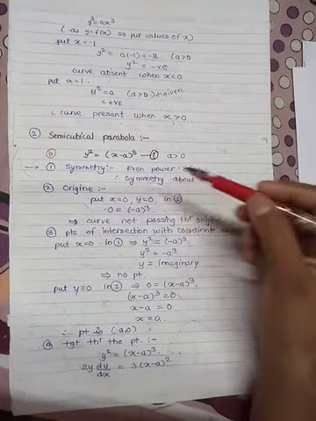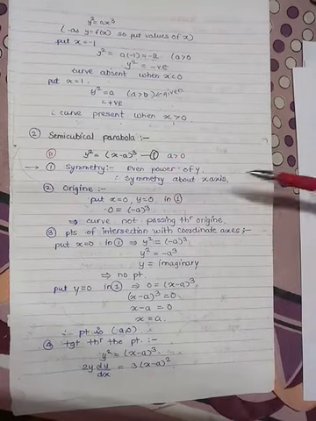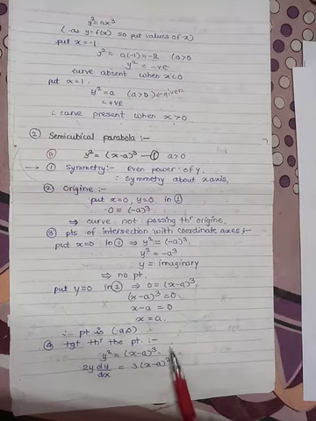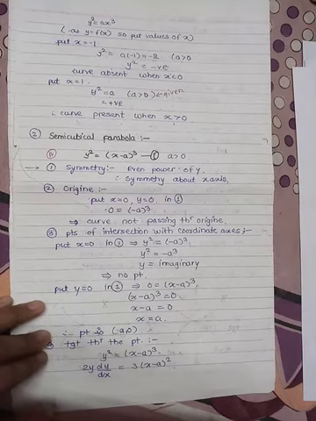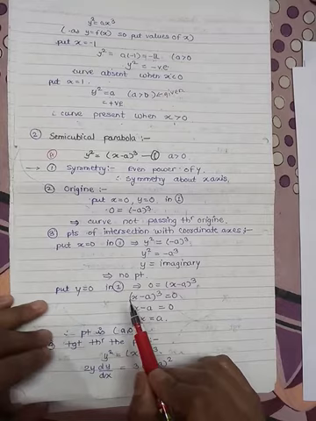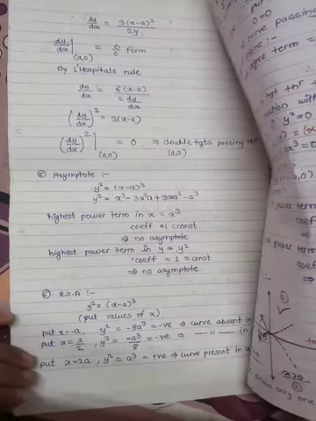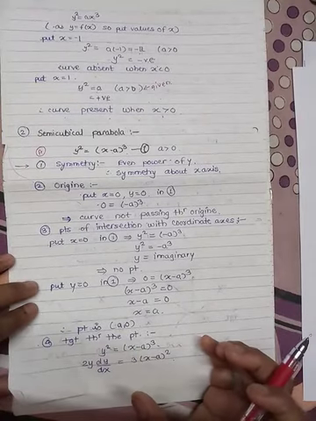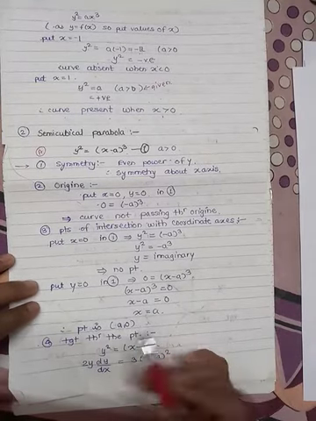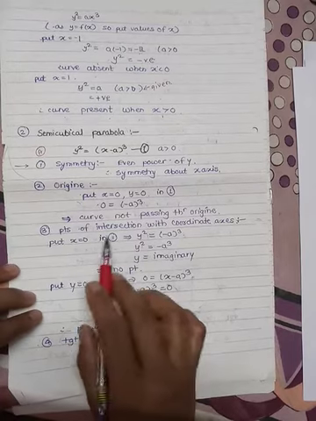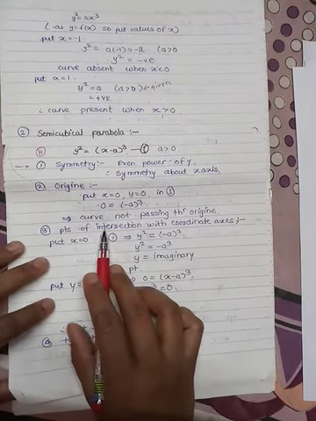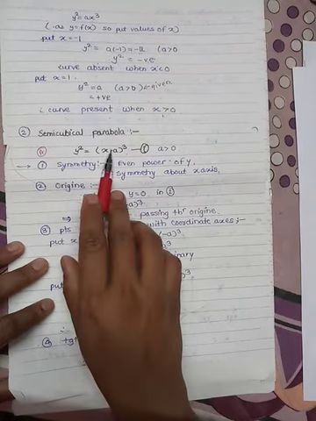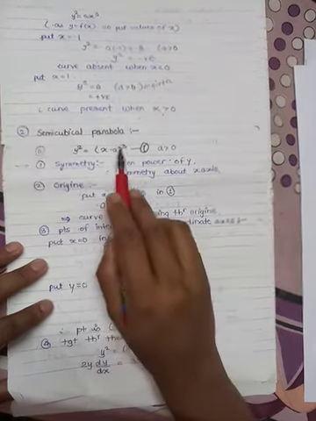Check all the values, all the conditions: symmetry, origin, points of intersection, then tangent through point. Here one extra, different point comes in this example, that is points of intersection with the coordinate axis. For that we check the condition: put x equal to 0 here, we get y equal to a value. So put x equal to 0, y square equal to minus a bracket cube.